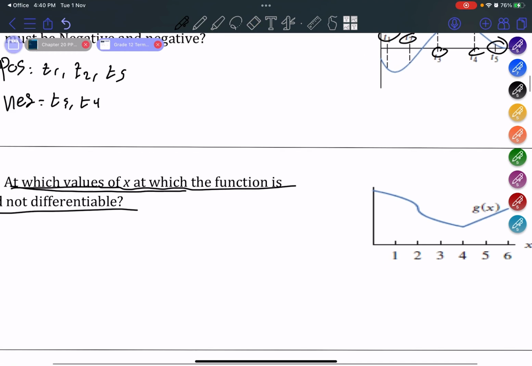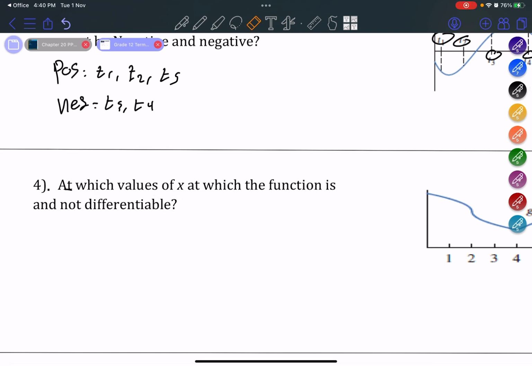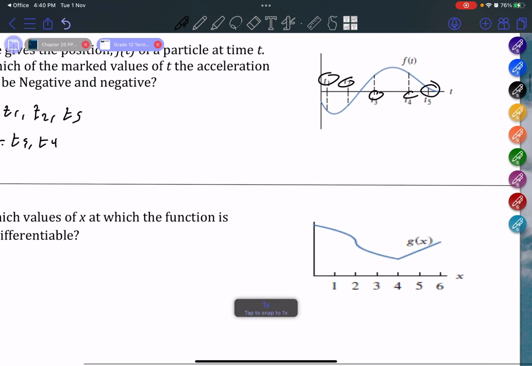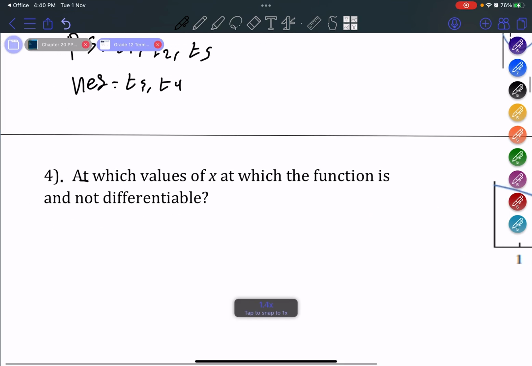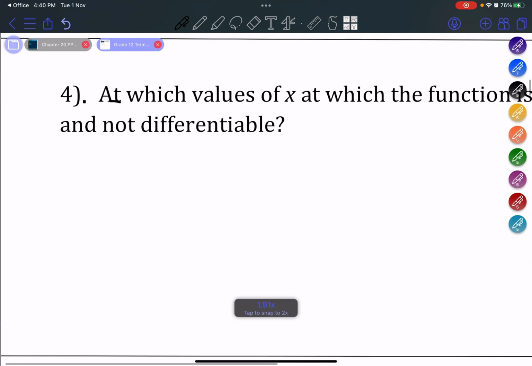Now, let's first answer what differentiable means. Differentiability basically means: can you find the derivative of this function? If you can do it, then it is differentiable. If you cannot find the derivative of a function at a certain point, then it is not differentiable. Now, for differentiability, we have 3 rules. First one: no sharp corners.